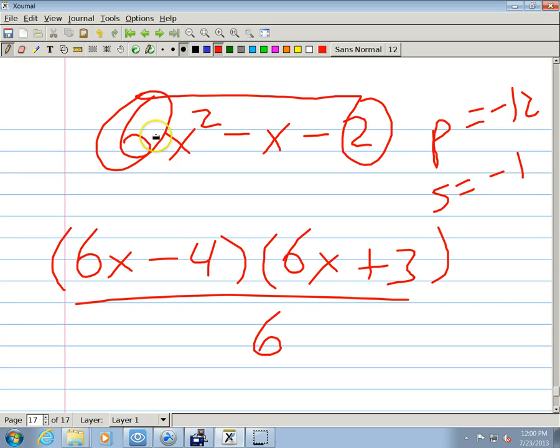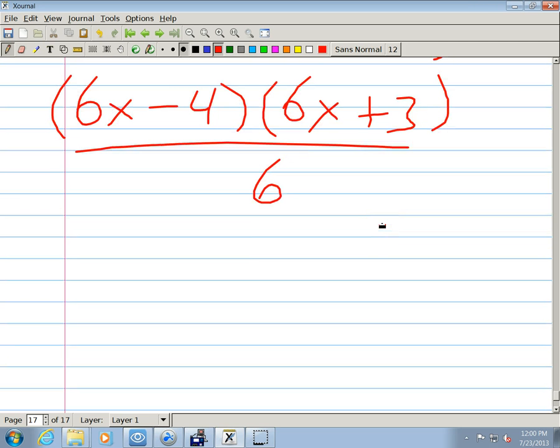I can't GCF to 6, can I? It's not a GCF. But isn't there a GCF here? What goes into 6 and 4? 2. What goes into 6 and 3? 3. So let's factor that out. Let's take out, wait, what'd you say goes into 6 and 4? 2. Okay, I heard, okay.